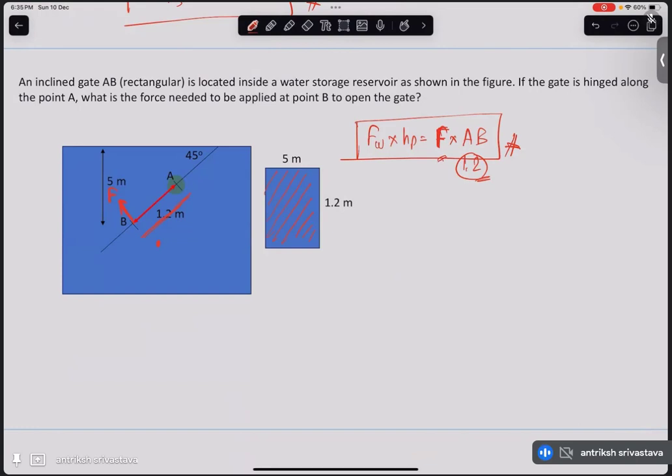For calculating that, first you need the actual hydrostatic pressure force that is being applied on this gate by the water, and you need the height from this particular point A. What is the point of application of this force? The HP that we get usually is from the top of the surface, but we need something else. We need HP star, that is from the hinge. All right, so let's start.